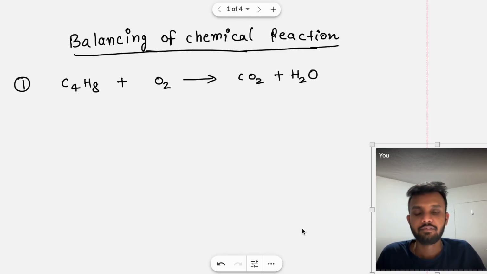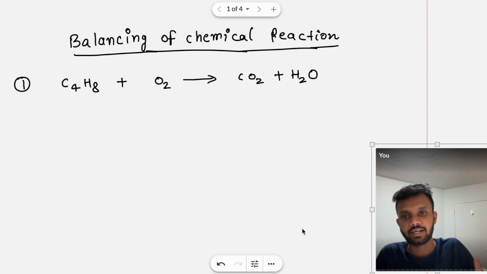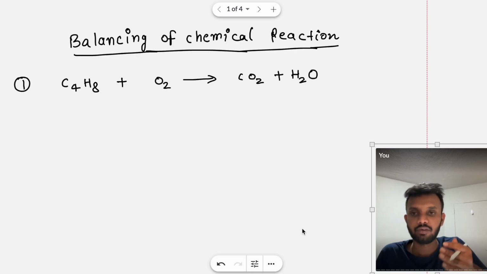Hi students, today we will be discussing the concept of balancing the chemical reaction. The balancing of a chemical reaction means the number of atoms on the reactant side should be equal to the number of atoms on the product side, right?